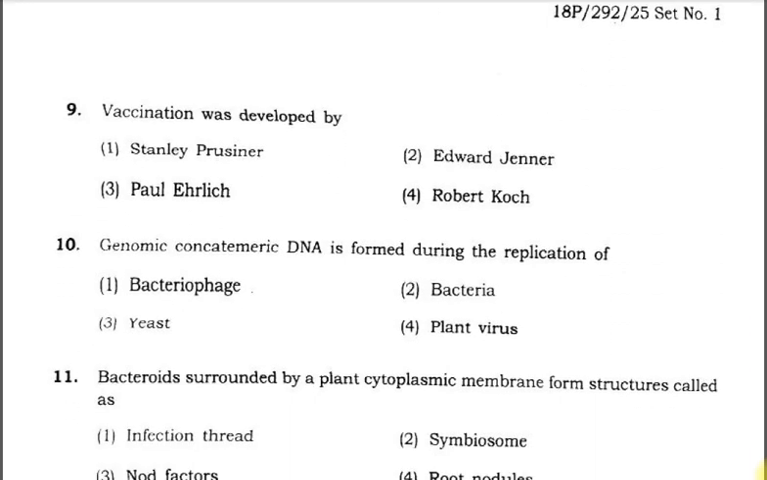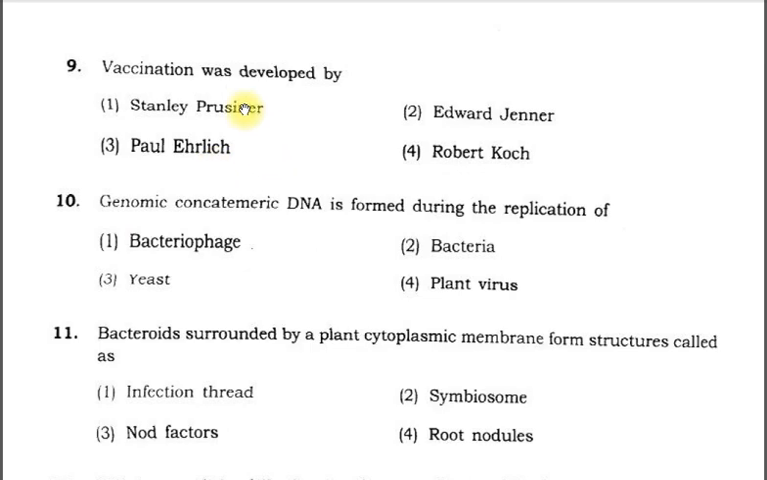Question number 9. Again a very simple question. Vaccination was developed by 1. Stanley Prusiner, 2. Edward Jenner, 3. Paul Ehrlich, 4. Robert Koch. The correct answer is Edward Jenner. The first vaccine was the smallpox vaccine. Question number 10. Genomic concatameric DNA is formed during the replication of 1. bacteriophage, 2. bacteria, 3. yeast, 4. plant virus. The correct answer is 1, bacteriophage.